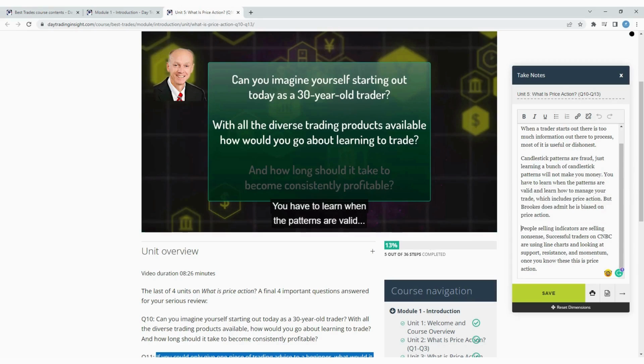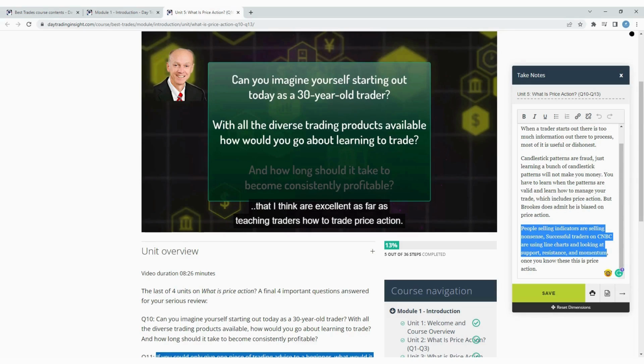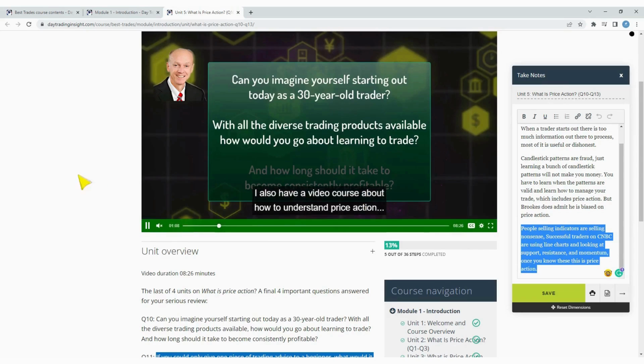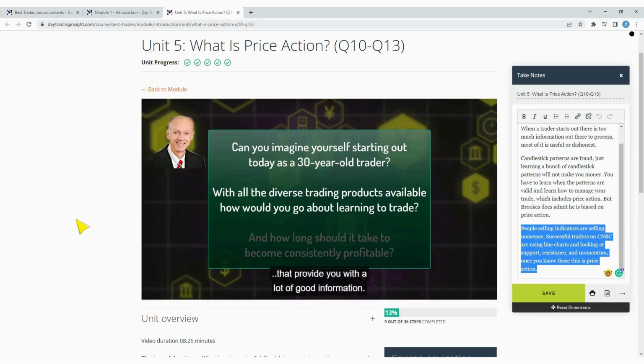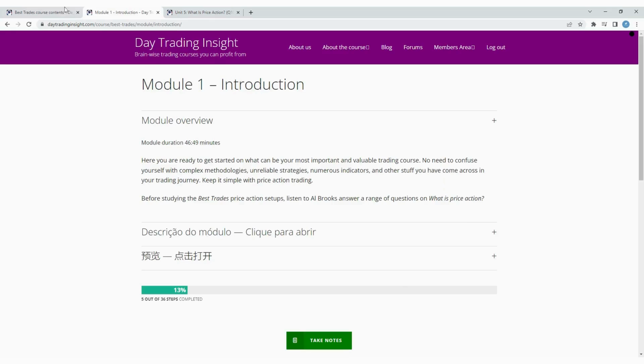So people selling indicators are selling nonsense. Successful traders on CNBC and the likes are using line charts and are looking at support, resistance, and momentum. So once you know these, this is called price action. A line chart is just the lines that go up and down on the screen, on the graph. So you see them using them on the TV. Okay, so that was the first part. I really enjoyed it. The next part is coming up now, and I'll go through that too.